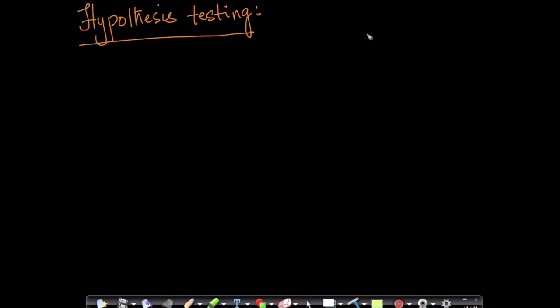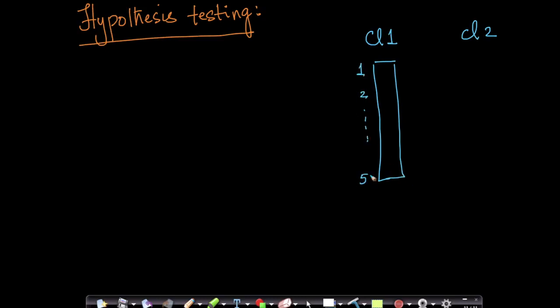So let's assume I have two classes, let's say classroom 1 and classroom 2. And let's assume I have taken heights of students. I've taken 50 students, let's say student 1, student 2, and so on and so forth. Let's assume I have measured heights of 50 students from class 1. Let's say their heights are 160, 152, and so on, 148.